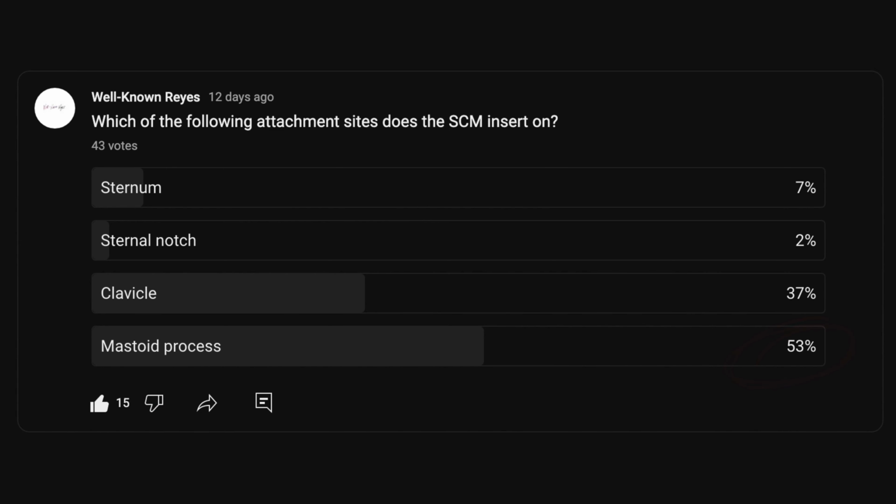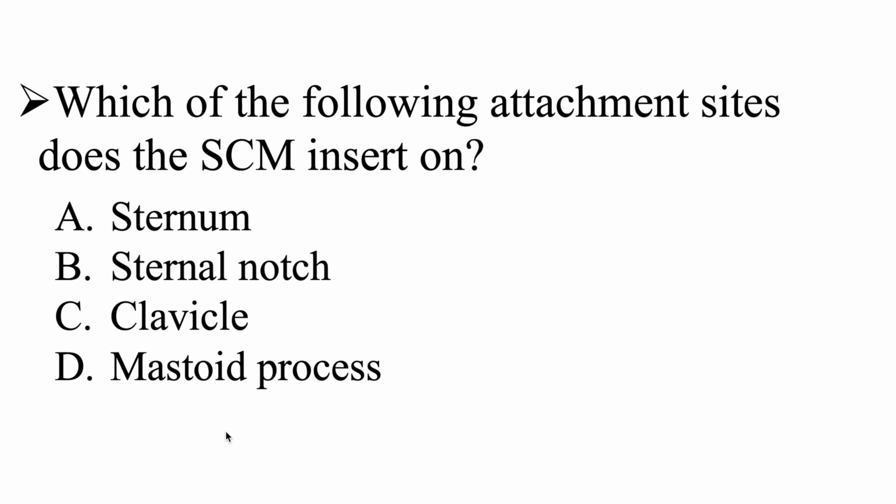So let's see if this is the correct answer. Now, one more time, let's look at this question for keywords. Which of the following attachment sites, that's a keyword, does the SCM, that's another keyword, insert on? That's the biggest keyword here, insert. So we are looking for the insertion of the SCM.